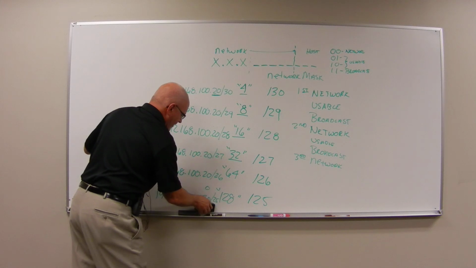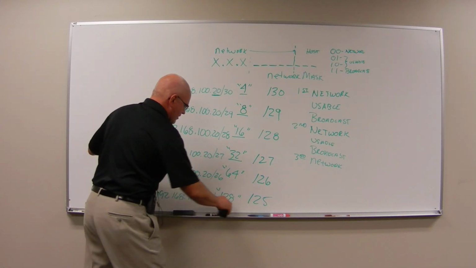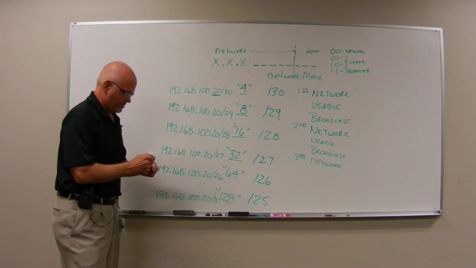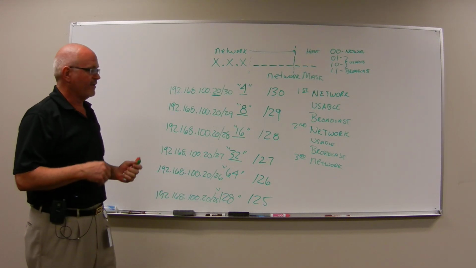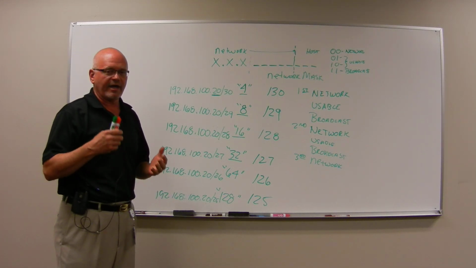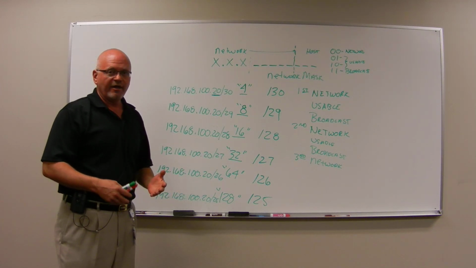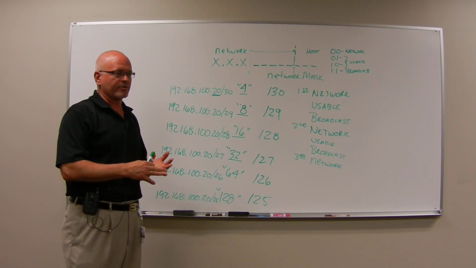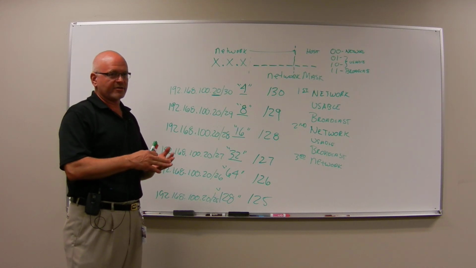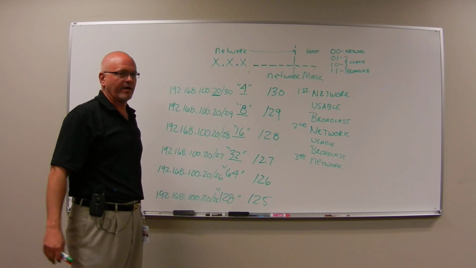So the whole idea behind this magic number is just to give you a quick and easy way of identifying whether the address that you've been given or the address that you want to assign to a device is in the proper subnet, and is it a network, a broadcast, or a usable address.